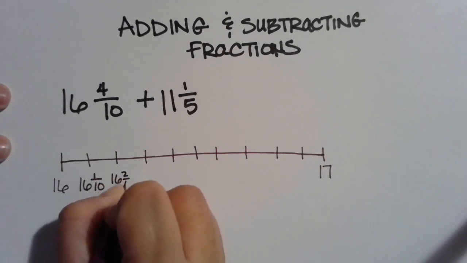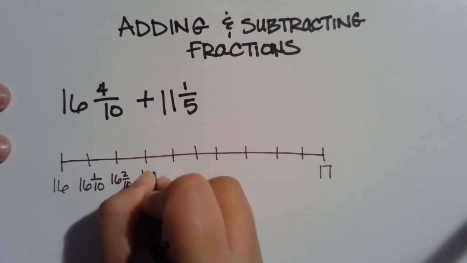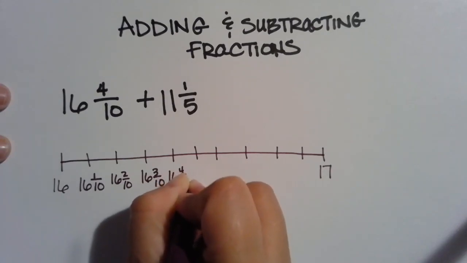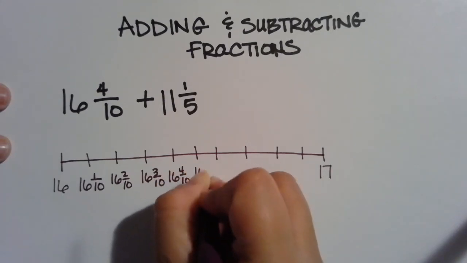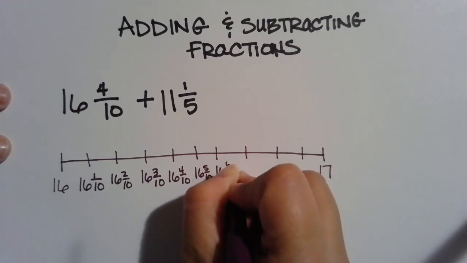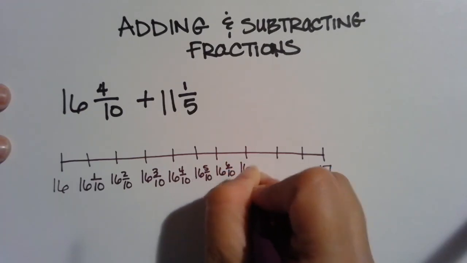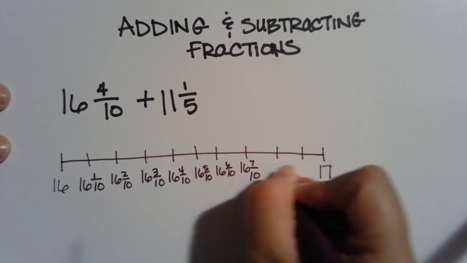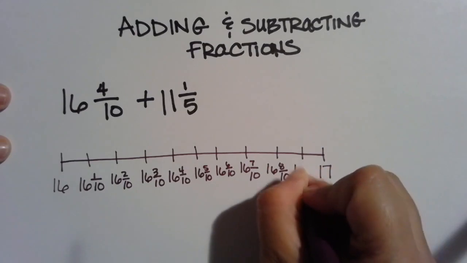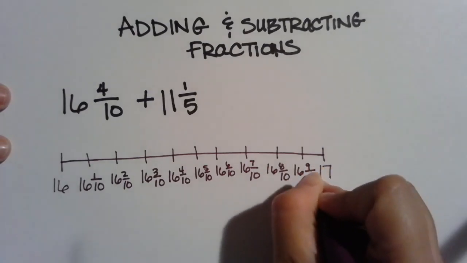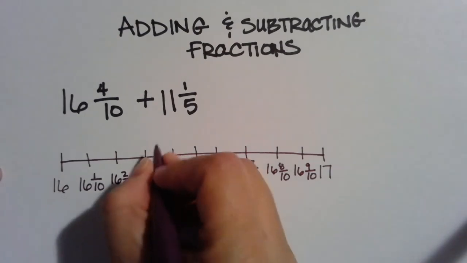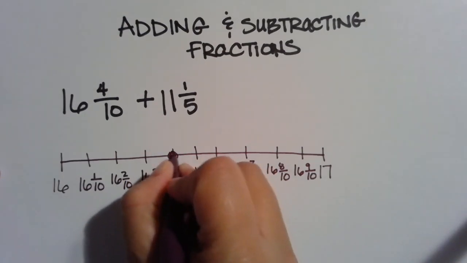16 and 2/10. 16 and 3/10. 16 and 4/10, 16 and 5/10, 16 and 6/10, 16 and 7/10, 16 and 8/10, 16 and 9/10. Okay, and then we have 17. Alright, so 16 and 4/10 is right here.